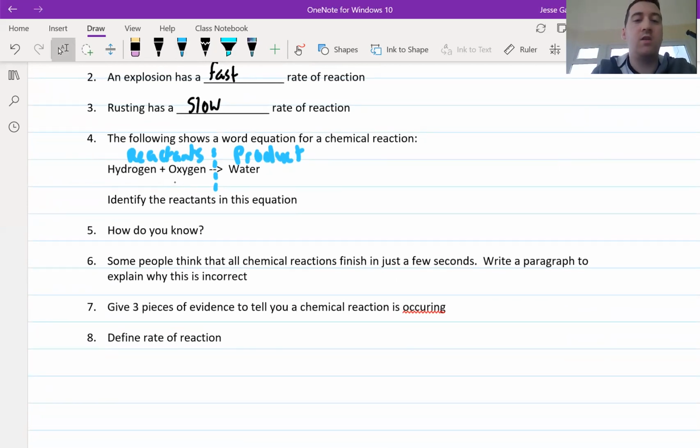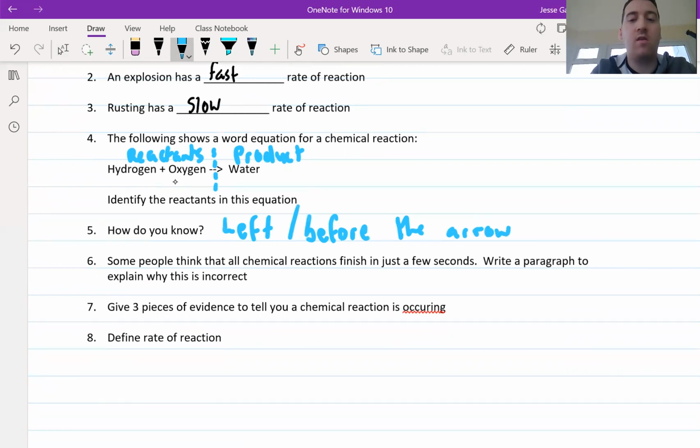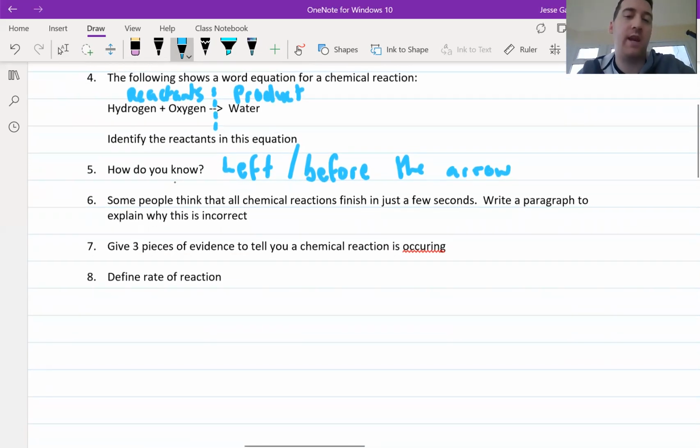How do you know? You definitely should have used the word left or before the arrow. You should be writing a full sentence. I'm giving you the phrases you should definitely include: before the arrow, left of the arrow, left-hand side. You could say either.